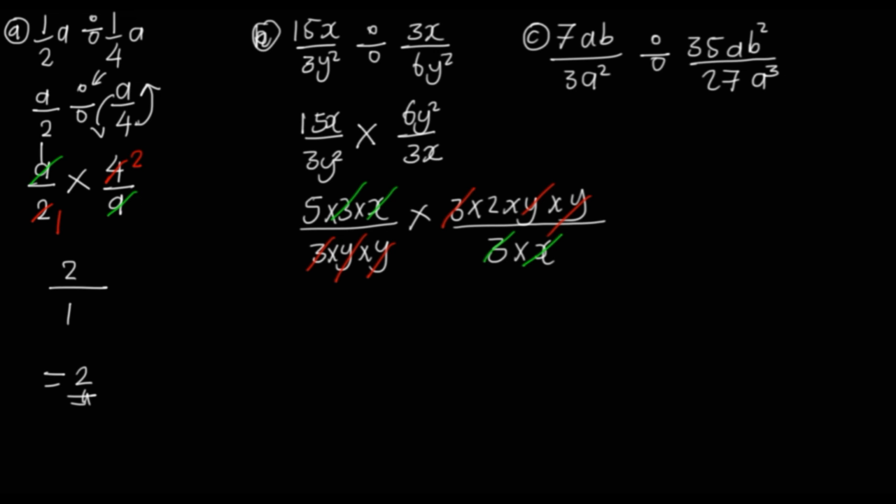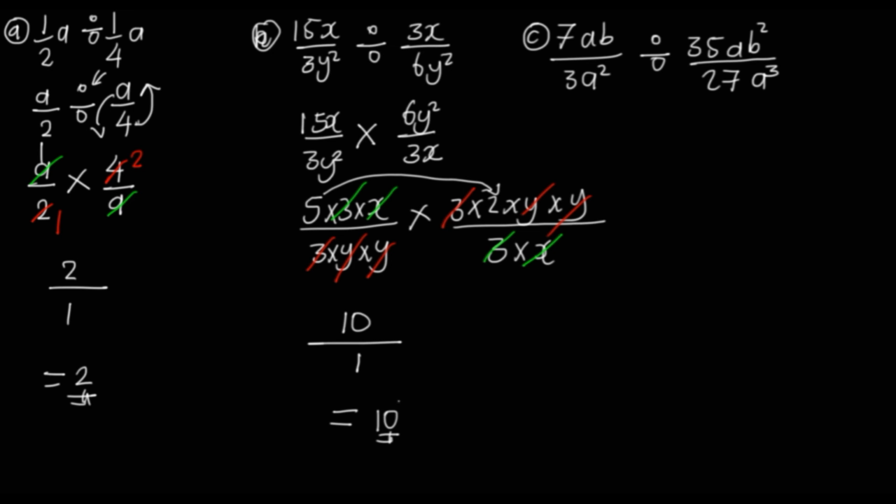From there, we can see that we have this 5, and we multiply it with this 2. So 5 times 2 is 10. Over here, we can see that there is only 1. 1 into 10 is just 10. So that is our answer for part B.